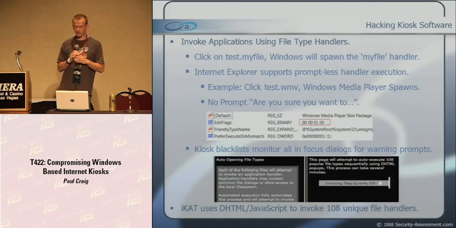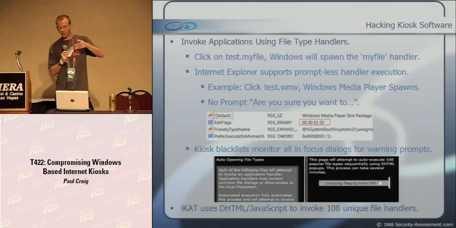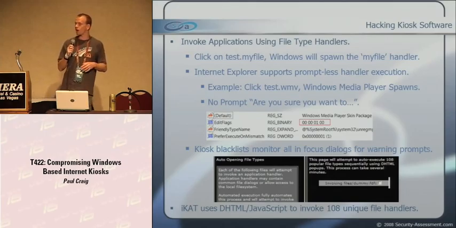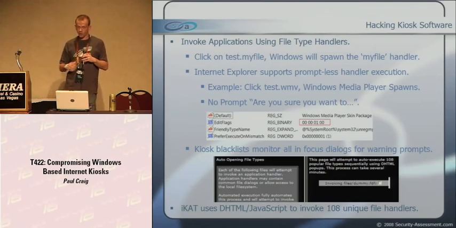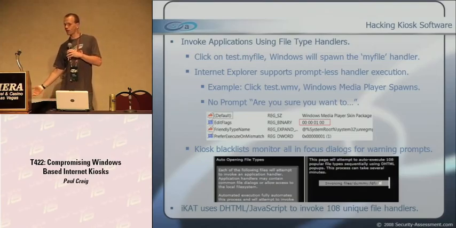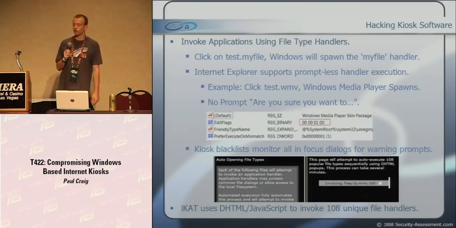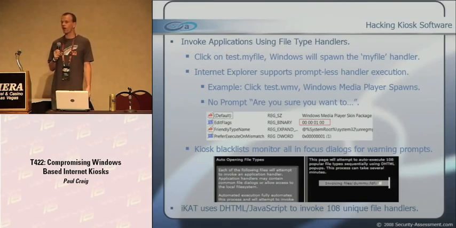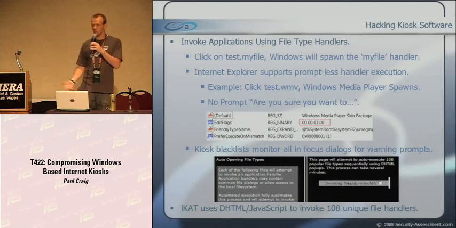Now that's determined by this edit flag setting, which is a binary bit. If the third bit is 1, then you don't get any prompt that pops up. I found a bunch of different apps that basically don't ask you anything before they launch. They just spawn. And of course, kiosks fail to detect these things when they launch. So iCat, again, uses DHTML and JavaScript to invoke 108 unique file handlers. I have a list of every possible file extension I could think of, and it'll try and invoke all of them. So again, you can possibly get 108 different things just popping up. Which is good. You win again.